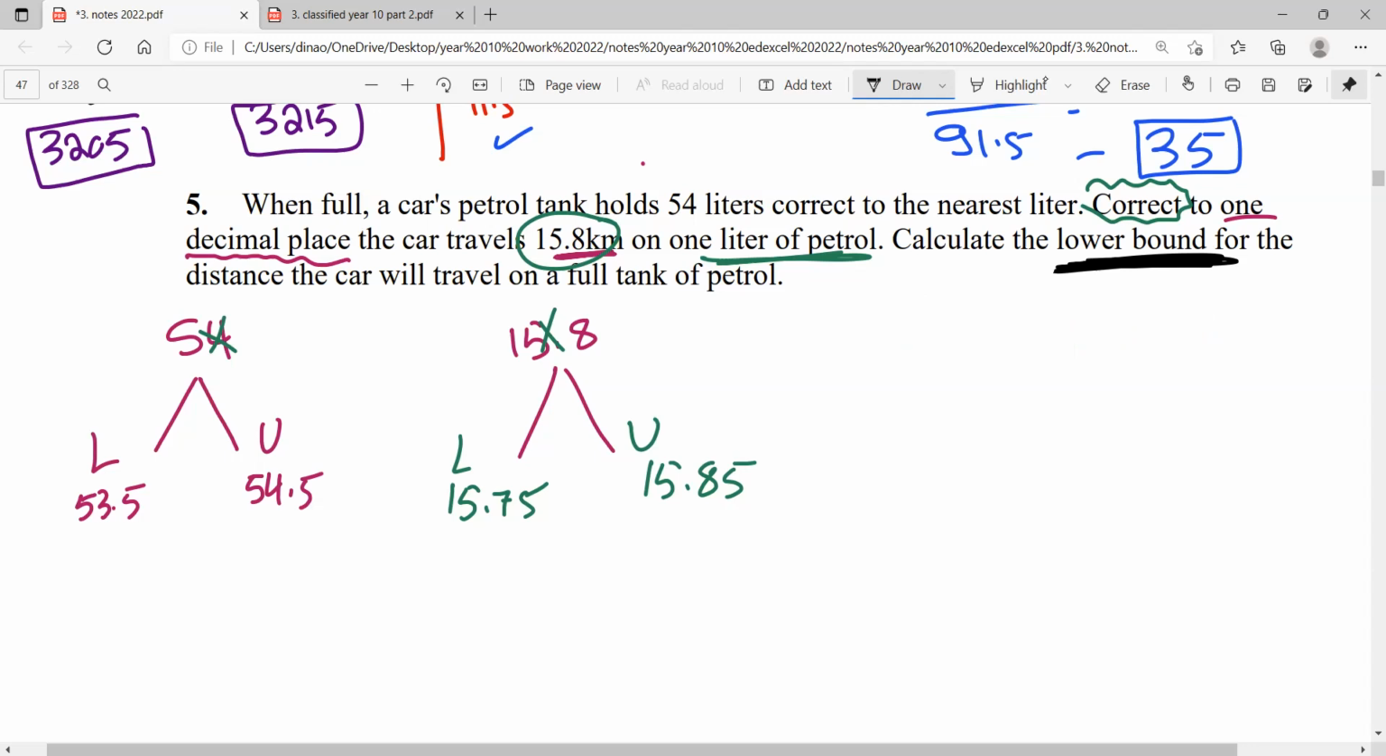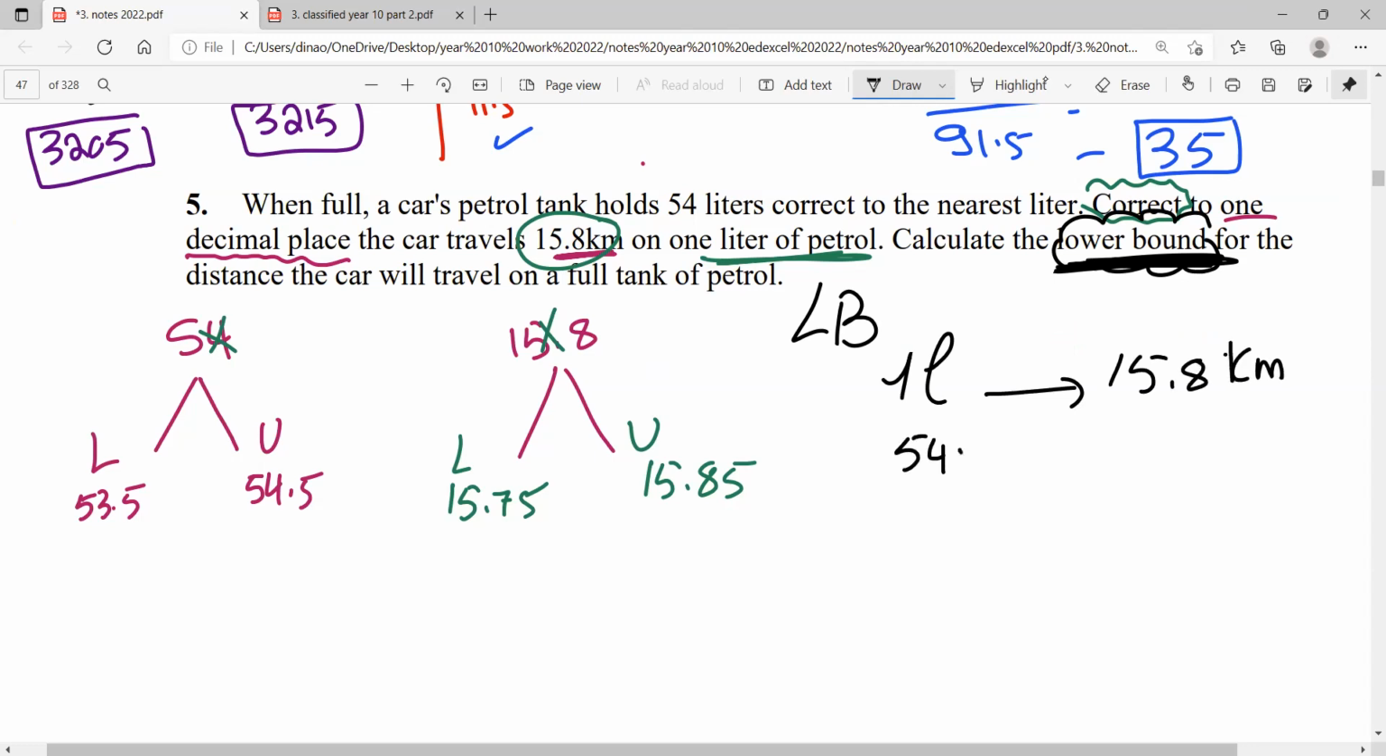Some people don't catch the operations right away. Here it says calculate the lower bound, so I know that this is a lower bound question, but I don't know yet what the operation is. Is it addition, subtraction or multiplication? Cross multiply if you're lost. 1 liter of petrol will travel 15.8 kilometers with the car. So if I have 54 liters, how many kilometers?